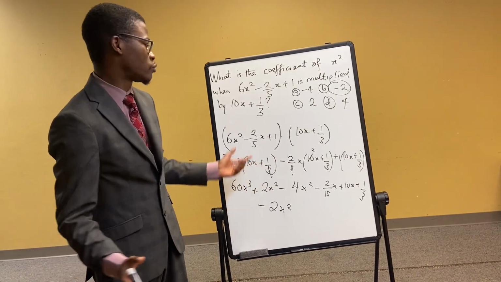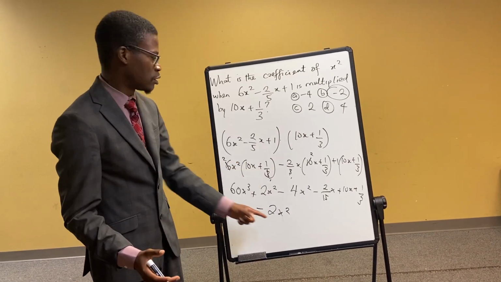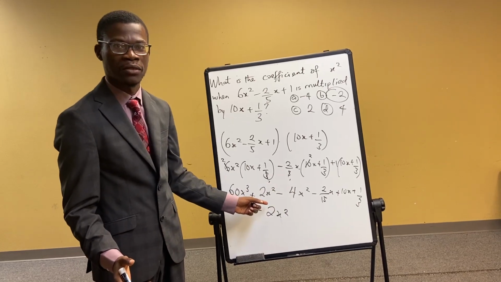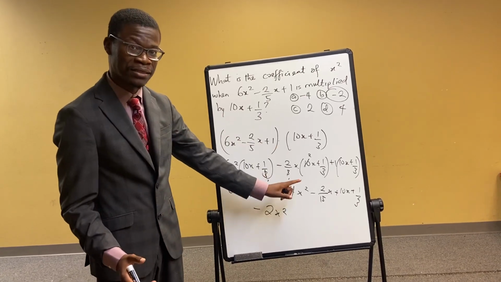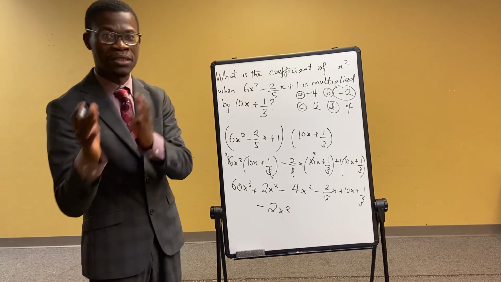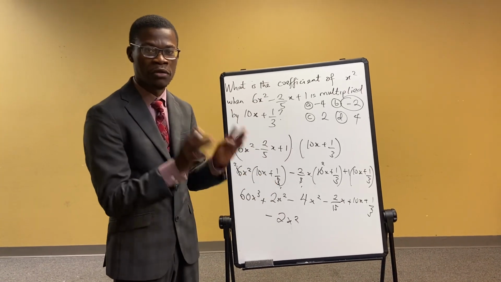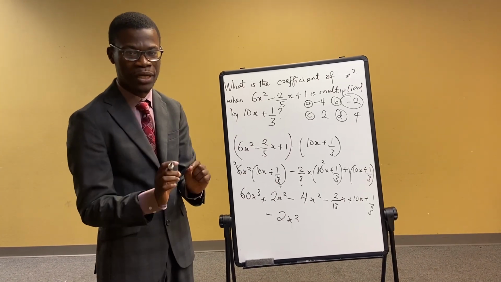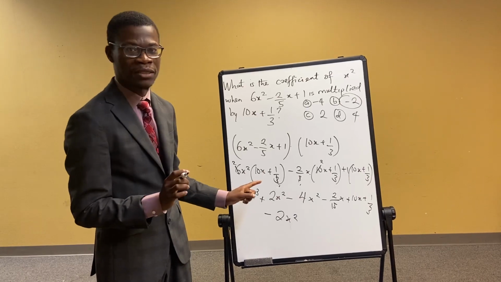All right, so expand. How did we solve this? We just expanded the equation and found the coefficient of x squared. All right, make sure you follow the signs. Positive times negative, negative times positive. Make sure your signs are correct. All right, and that's how you get this question.